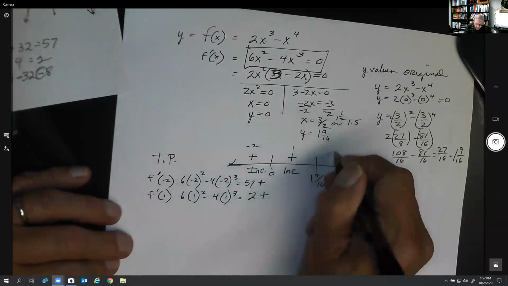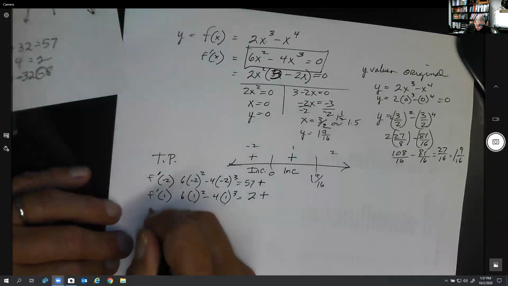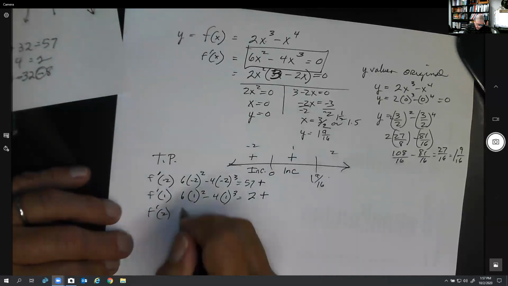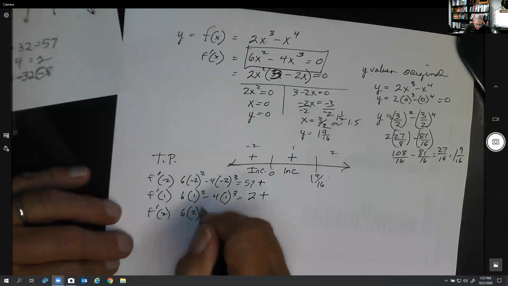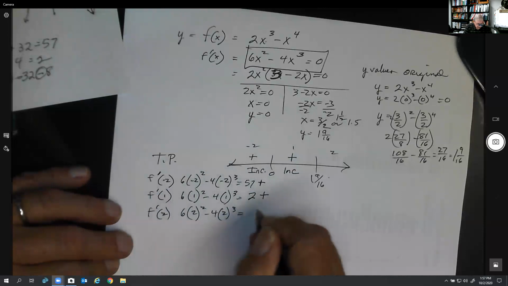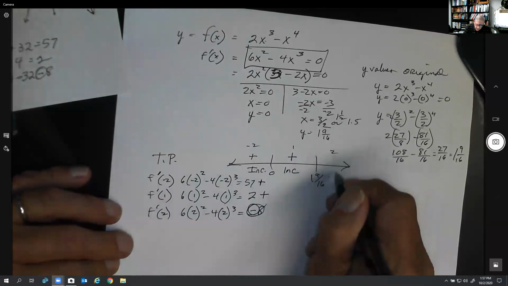Okay, so then I put in a -2, and then I put a 1. Then I used a +2. You have to make sure the number's in that interval. You can't just randomly pick a number. This one came out to be a -8. So I saw it was negative, which meant it's decreasing.